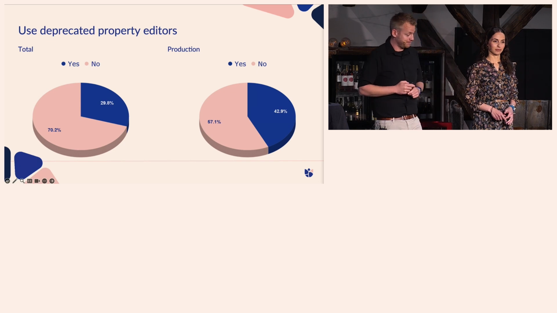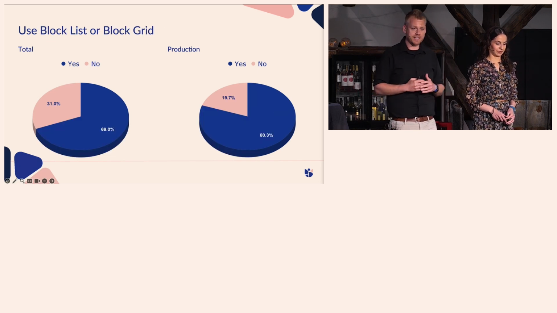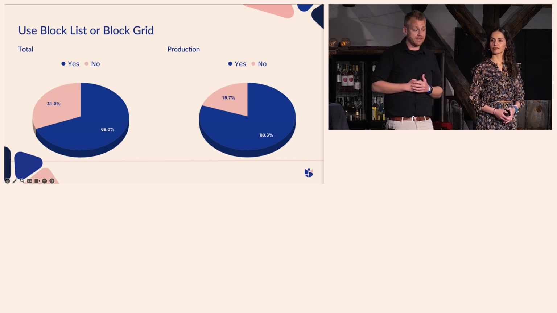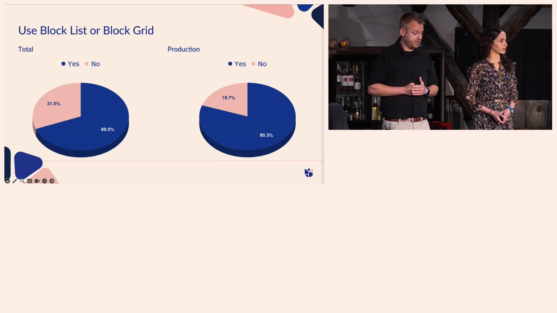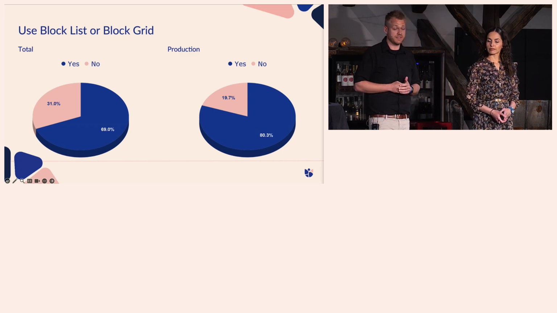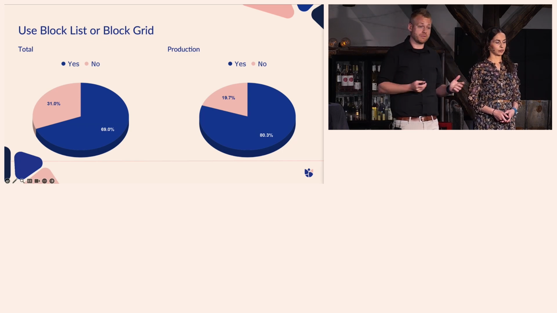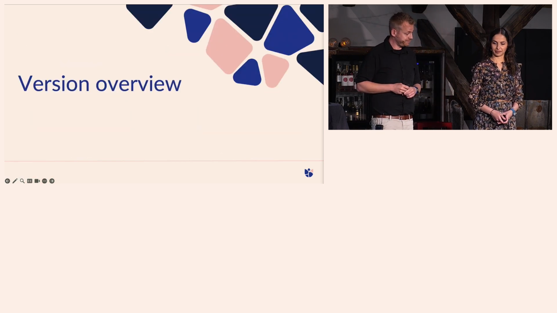not ported to 14. The last insight I have is how many sites are using either the block list or the block grid. Now we see 80% of sites are using either of those. That's much more than last year. It was 44% last year. But again, it could be just more sites reporting. But at least that's a trend we like.